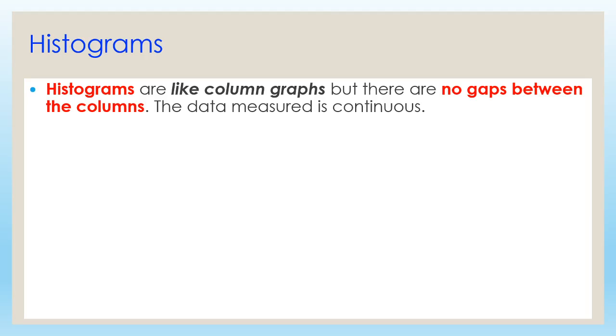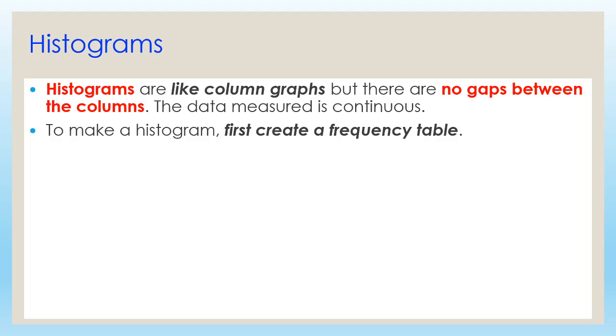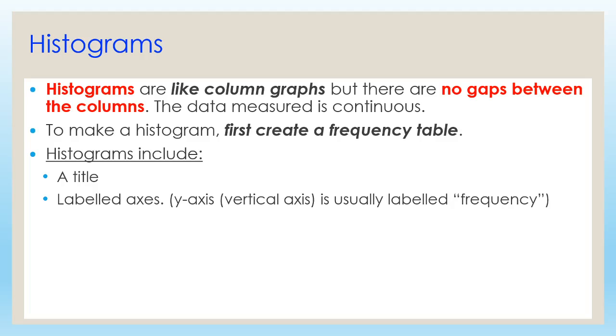To make a histogram, we first need to look at a frequency table. And when we draw up the histogram, like all graphs, it needs to include a title and labeled axes, so we label the y-axis, the vertical axis, which is usually frequency. We put spacing so that it is equal. We don't change it for each part. It is always the same amount between each unit.